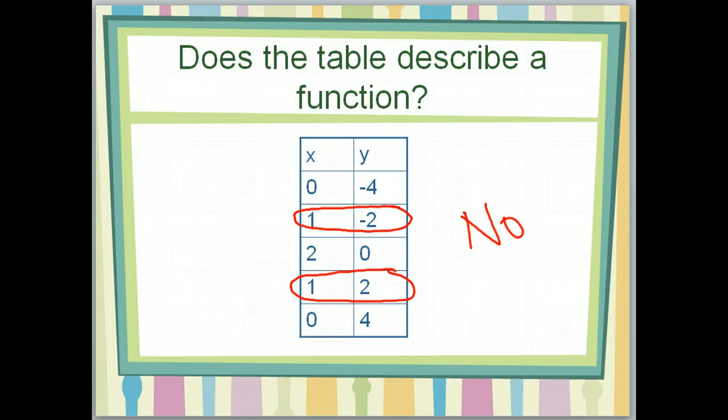Here's another one. If x is 0, y could be -4, could also be +4. So one value of x has two different values for y. That means this is not a function.